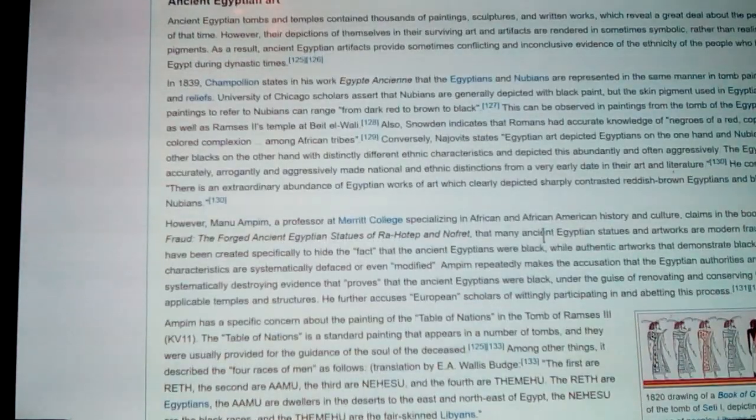Now, University of Chicago scholars assert that Nubians are generally depicted with black paint, but that the skin pigment used in Egyptian paintings to refer to Nubians can also range, on rare occasions, from dark red to brown to black, and this can be observed in paintings from the tomb of the Egyptian Hoi, as well as Ramses II's temple at Beit al-Wali. And this is where we were before.